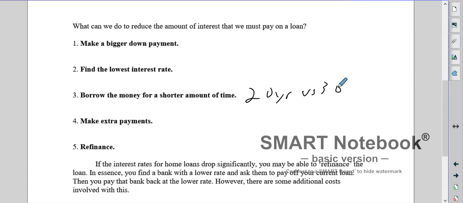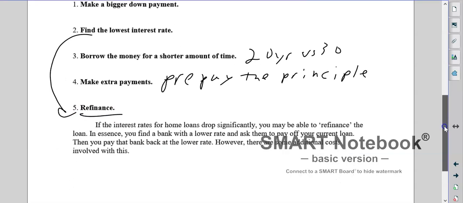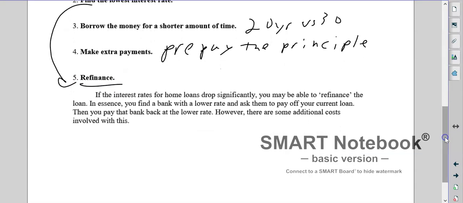Make extra payments. This is called prepaying the principal. And what that does is bring down the cost of the vehicle or the home. You're paying the house off quicker that way. And if rates drop, refinance and get a better rate or shorter term. Like you start making more money and you're like, I want to pay it off quicker. Okay? Those are what you can do. All right? That's it.